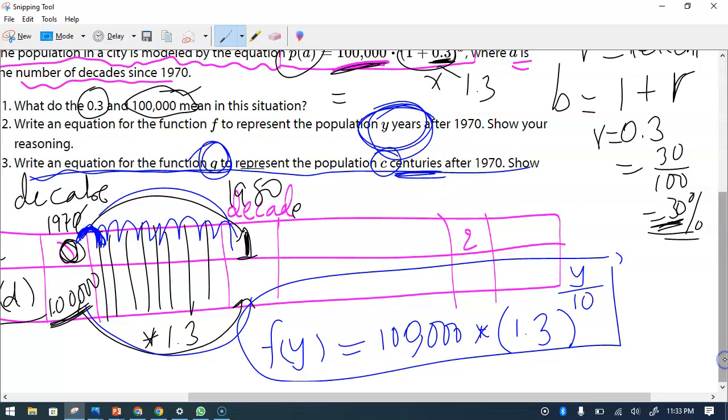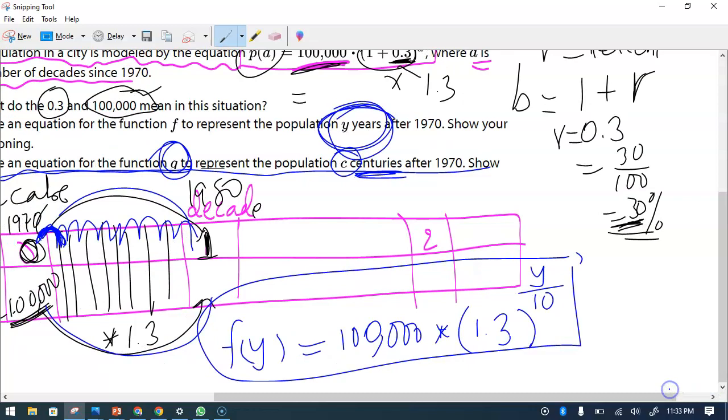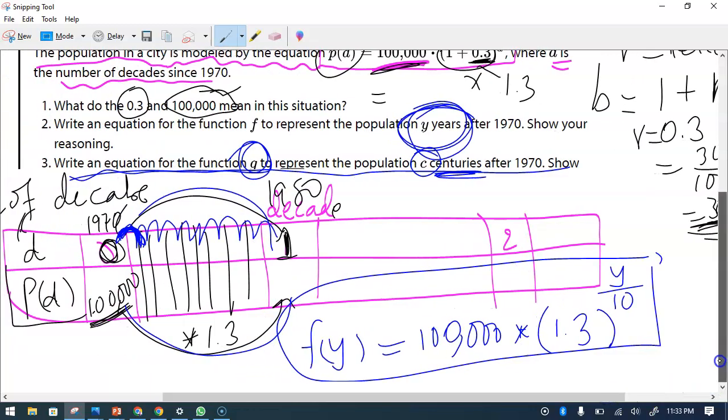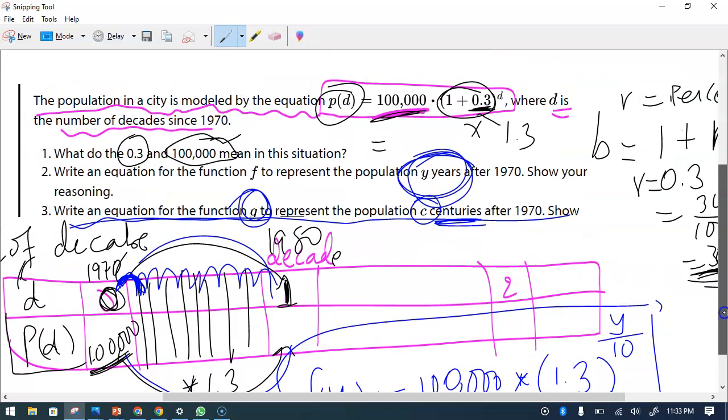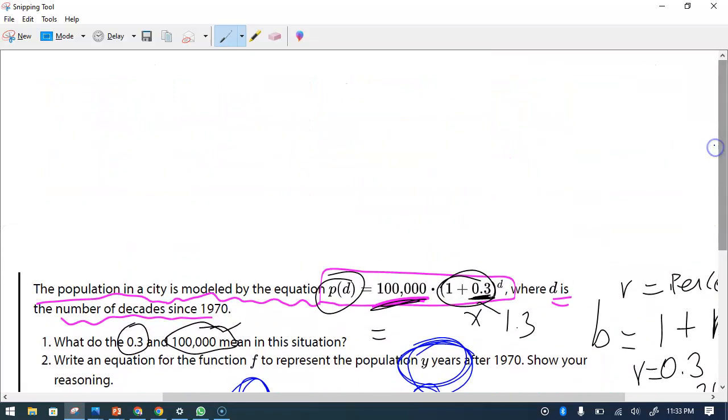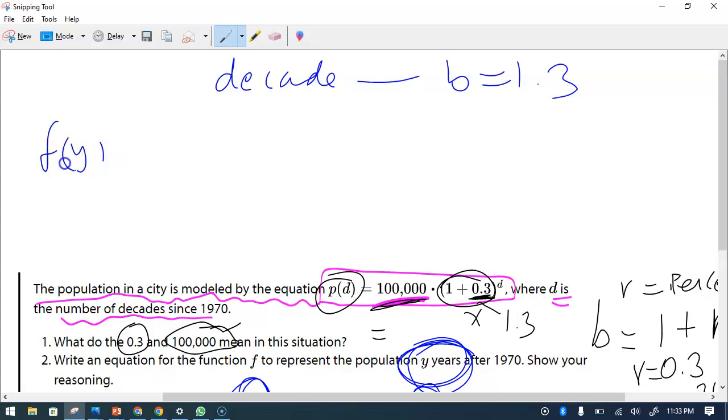So what does that mean? For this, I can't go below, I go up now. So let me write this up here. Remember, for every decade, we saw the b is 1.3, right? And then we have seen that f of y was 100,000 in the beginning, and 1.3 raised to y over 10.